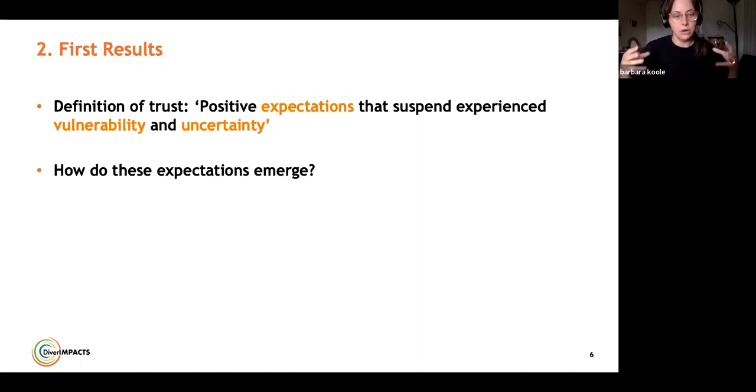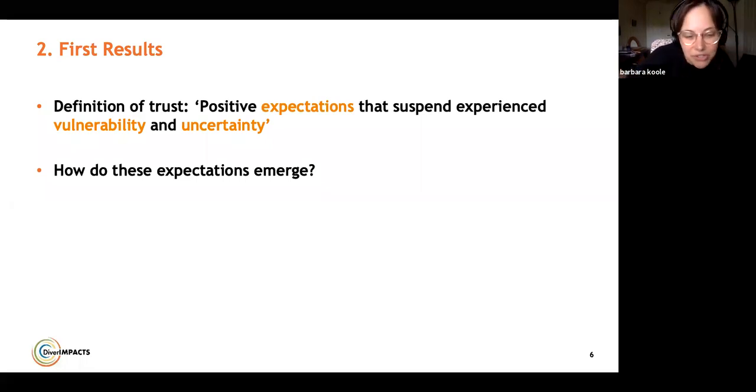Also, vulnerability and uncertainty are two very important aspects of this definition, because you always need to have something to lose, so to say. You need to be vulnerable in order for trust to be necessary, because when you don't have anything to lose, there's no interest to trust.